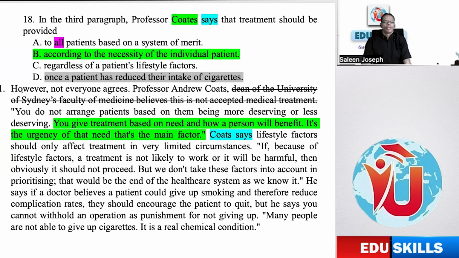So you can strike it out and you can say Professor Andrew Coates says you do not arrange patients based on them being more deserving or less deserving. You give treatment based on the need and how a person will benefit. It's the urgency of that need that's the main factor.